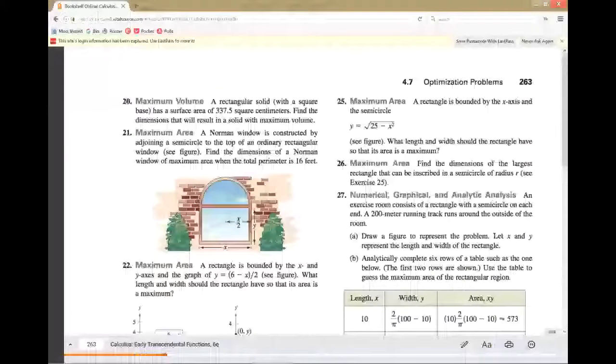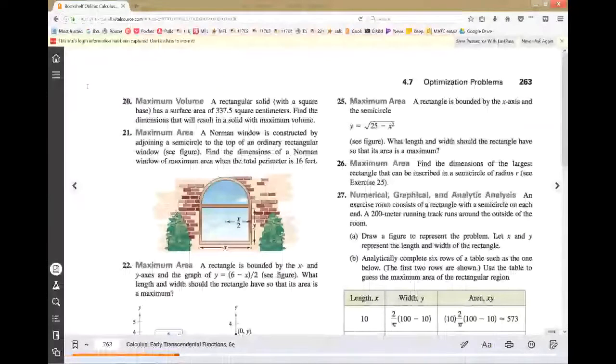So I'm going to first take a look at the book. It's number 21, second one down in the left column. Maximum area. A Norman window. You see, they've got a picture of it there. A Norman window is a rectangle which is topped off by a semicircle. It's the kind of window wives like to have put in their homes. It's attractive, and they're very expensive.